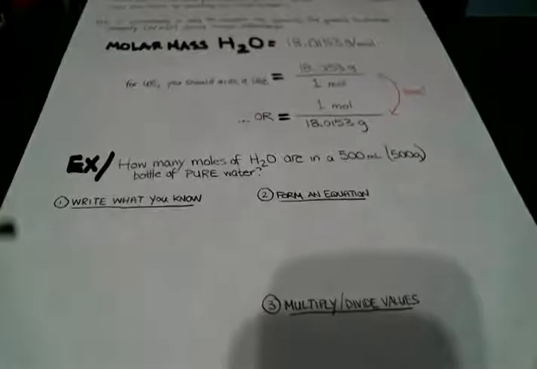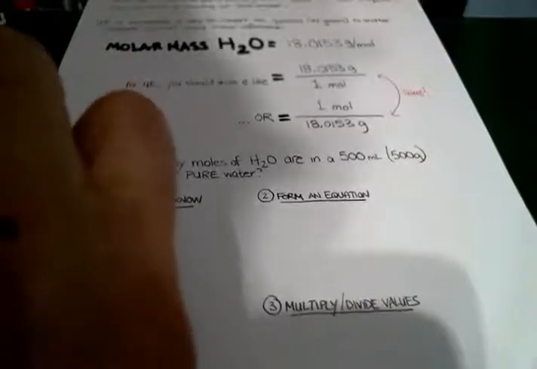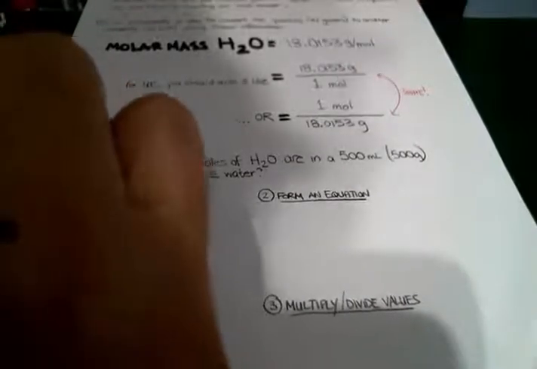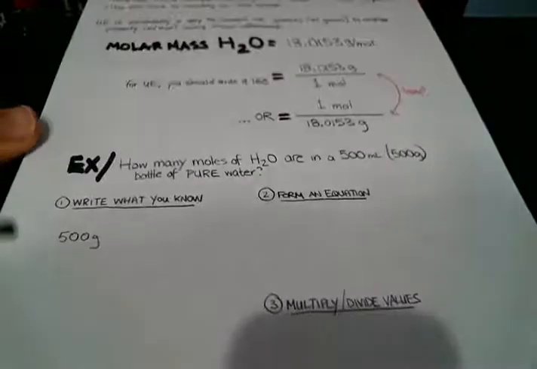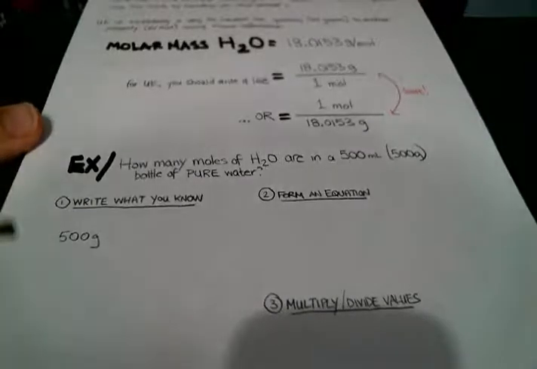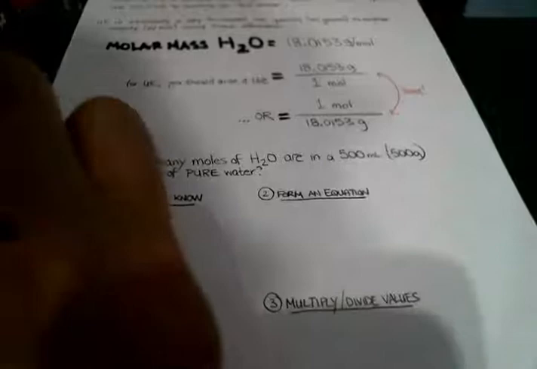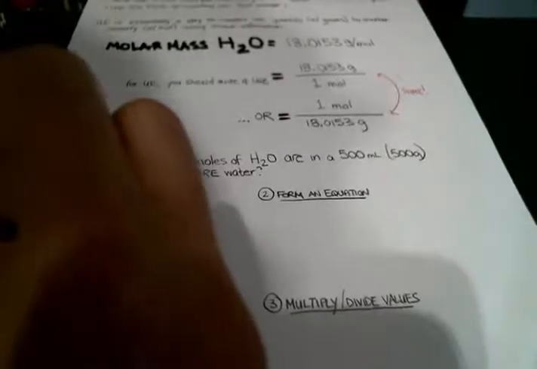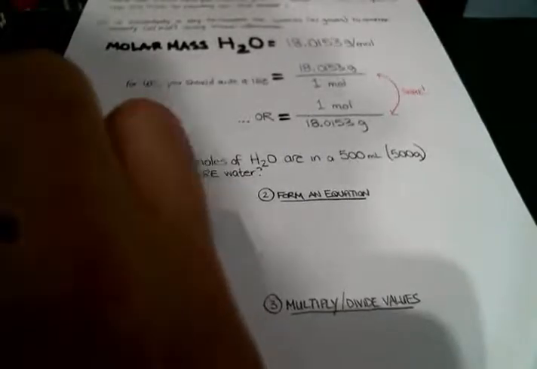So let's write down, first off, what I know. I know that I have 500 grams of water based on what the question has given me. And the only other thing I need in this question is the molar mass, which is 18.0153 grams per mole.